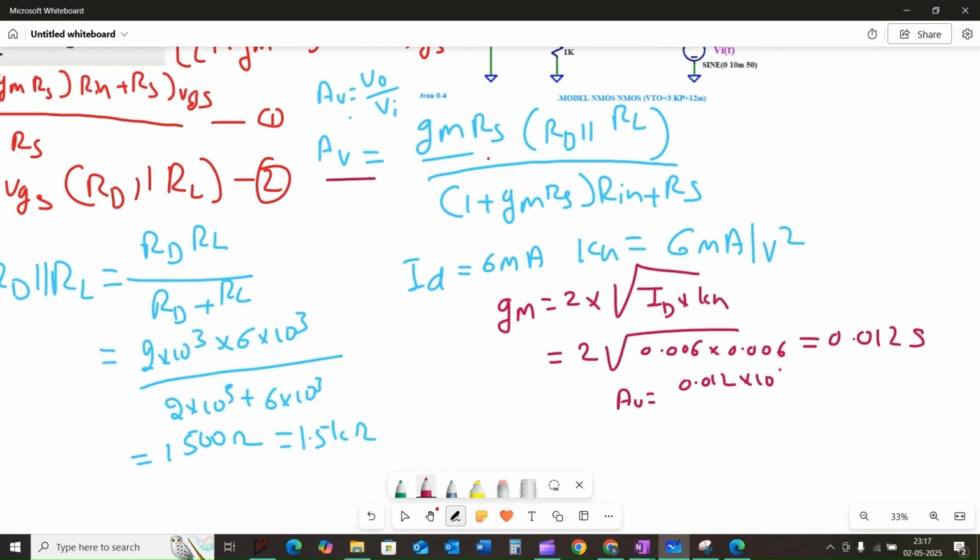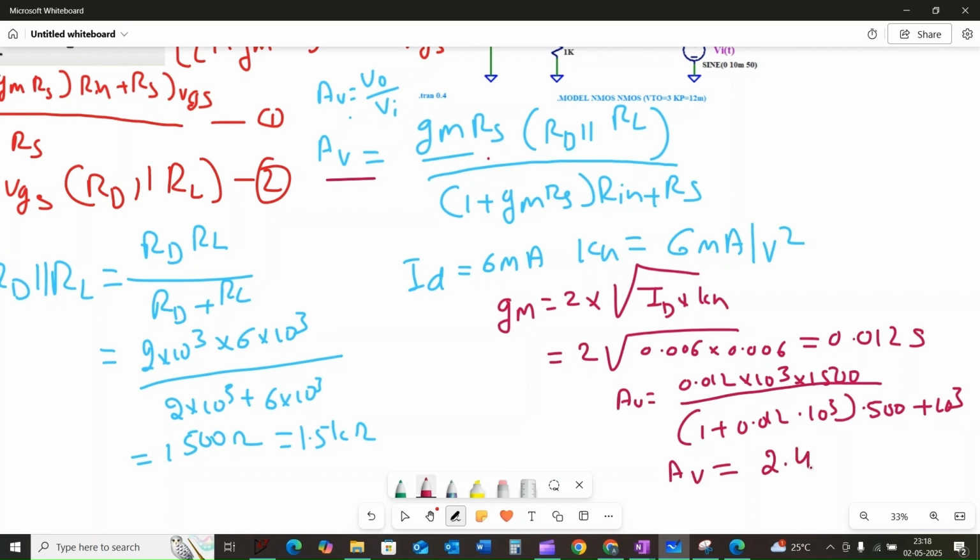Once we substitute this value into our gain, we will get AV is equal to 0.012 into 10 to the power of 3 into 1500 divided by 1 plus 0.012 into 10 to the power of 3 into 500 plus 10 to the power of 3, which we simplify, and we'll get AV, the voltage gain, is equal to 2.40.